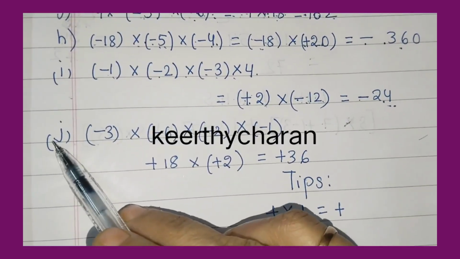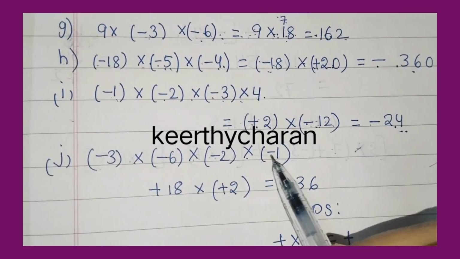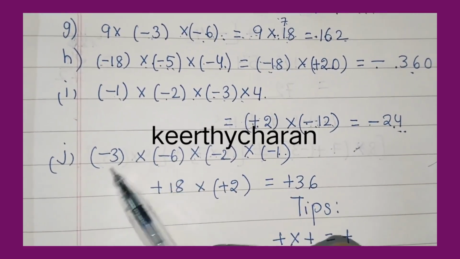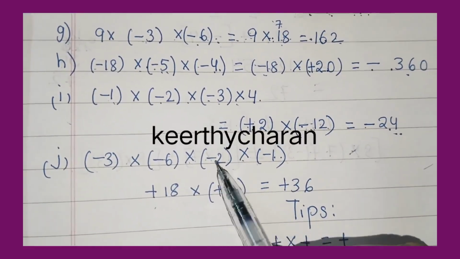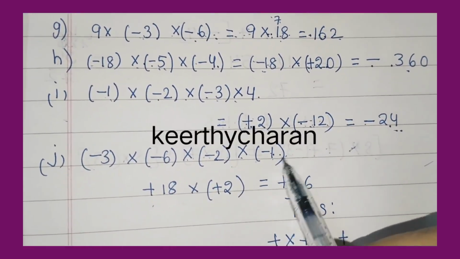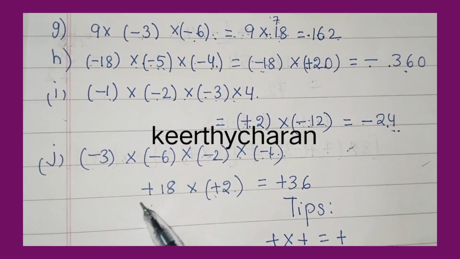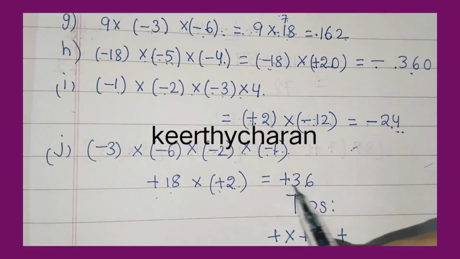So next J: minus 3 into minus 6 into minus 2 into minus 1. So multiply as it is first these two numbers. 3 sixes are 18. So minus into minus is plus. Next multiply these two. 2 ones are 2. Plus into minus into minus is plus. Plus into plus, 18 into 2 is 36.